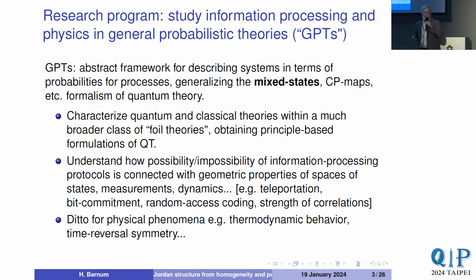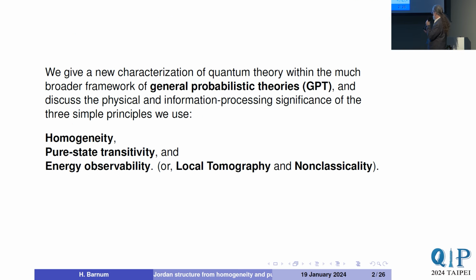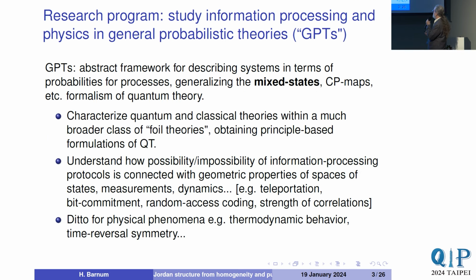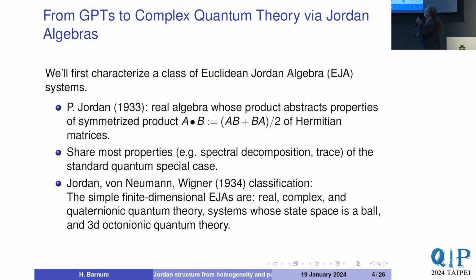Although, in a sense, we've got an embarrassment of riches here, that by now we have many different formulations of quantum theory in terms of information theoretic principles. We want to understand how the possibility and impossibility of information processing protocols is connected with properties of state spaces, measurements, their dynamics, and perhaps do the same for physical phenomena like thermodynamic behavior, time reversal symmetry, and so on.